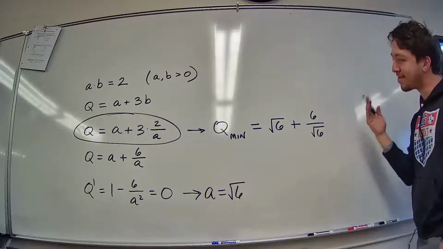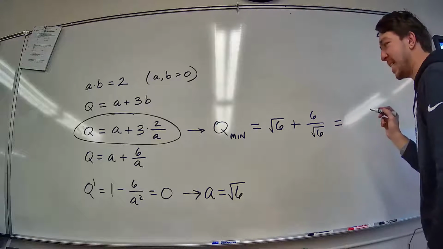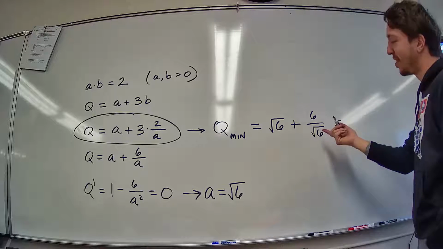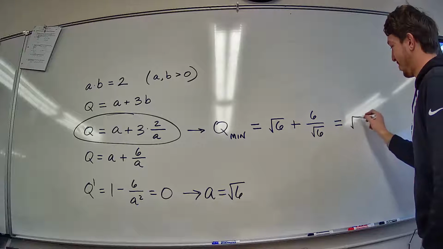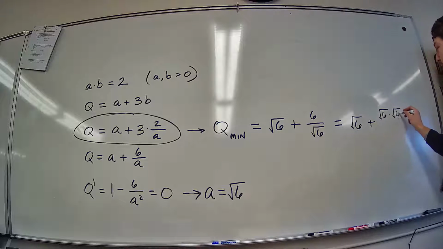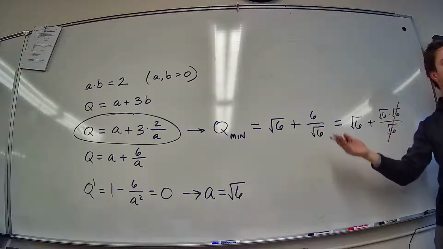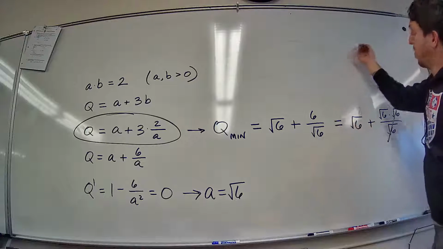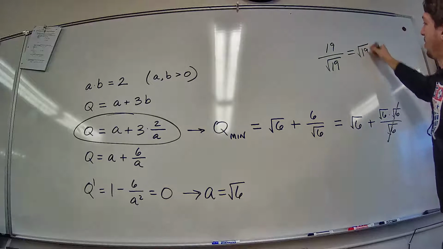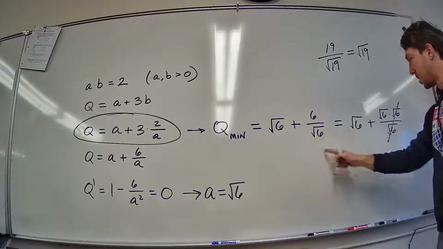Now, what's 6 divided by root 6? 6 root 6 over 6, which is root 6. Yeah, that's true. Okay. I was just thinking, so the number 6 is root 6 squared. So that's another way to think about it. Any number divided by its own square root is just the square root of that number. Like, generally speaking, 19 divided by the square root of 19 would be the square root of 19. That's just a generally true thing about positive real numbers. So anyway, root 6 plus root 6.